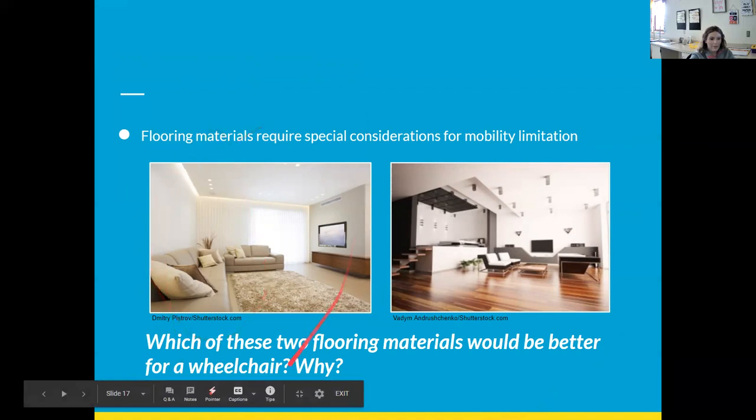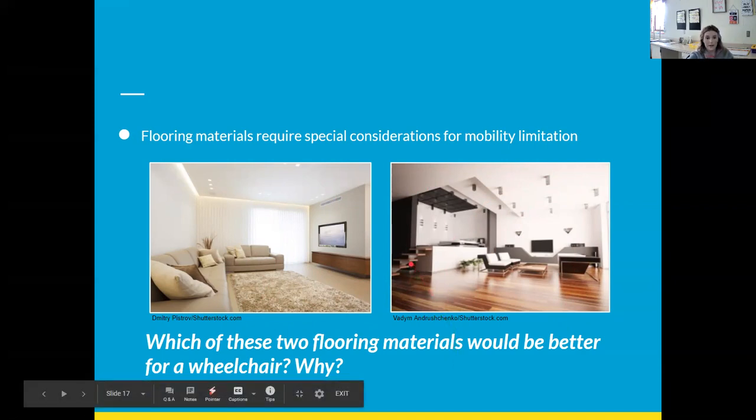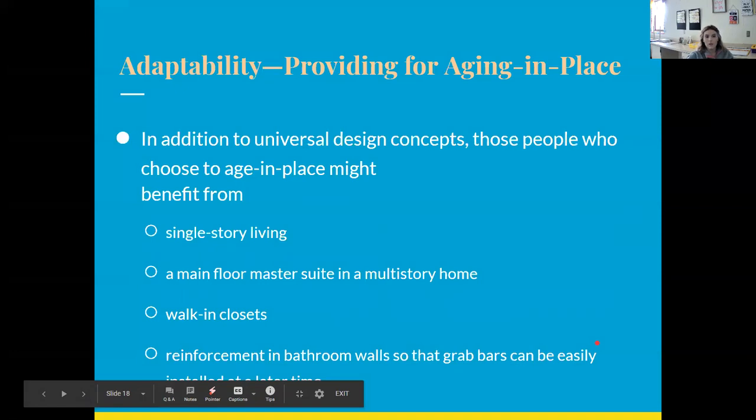So in this picture on the left, we have a living space. It has a smooth floor, but on top of the floor, they put this plush carpet. And then over here, we have a living space with a smooth hardwood floor. This space is going to be better for somebody who is in a wheelchair because they can glide across this floor easier than the carpet. This carpet is very plush and it would be hard for the wheelchair to move around.